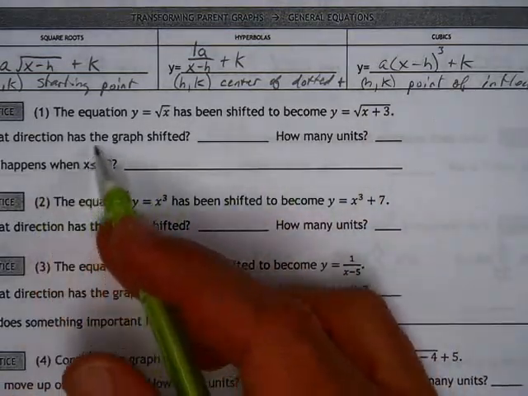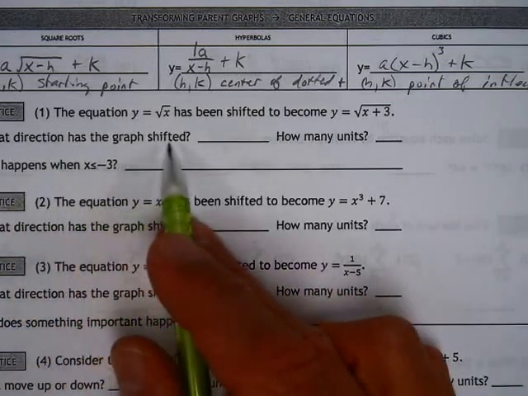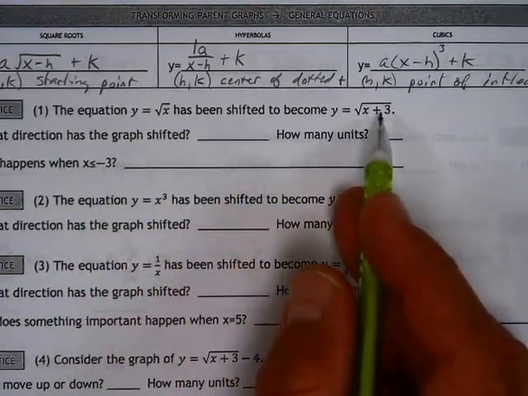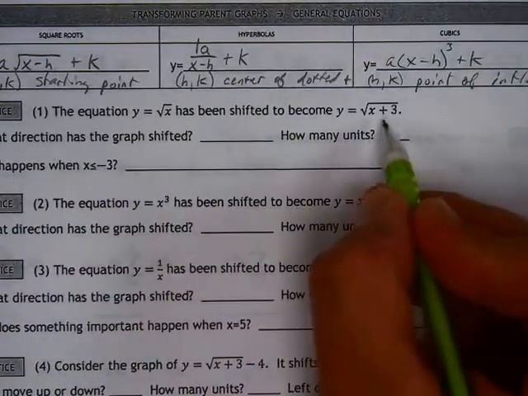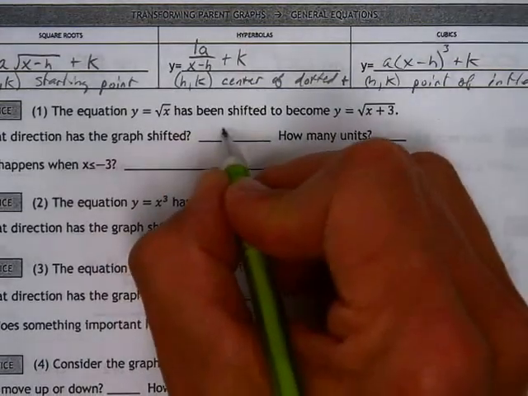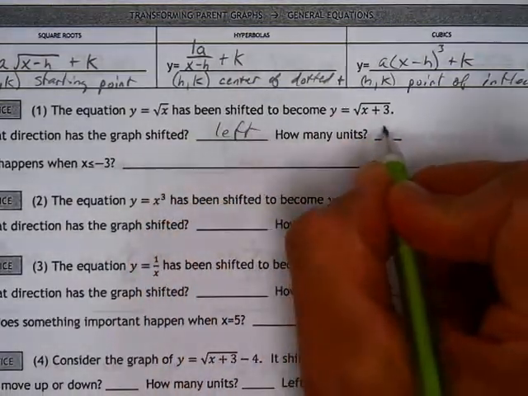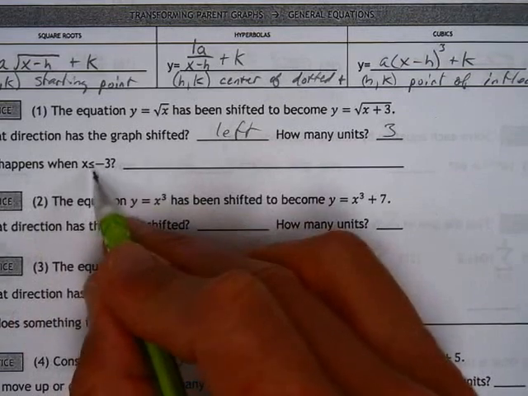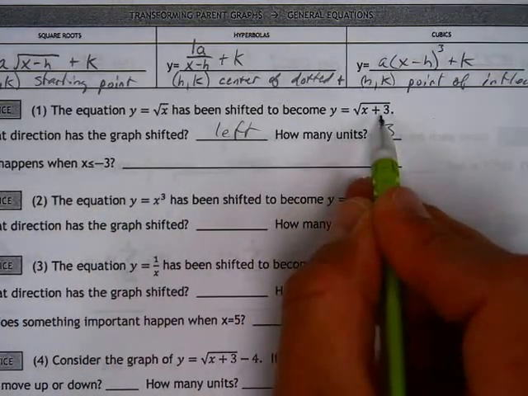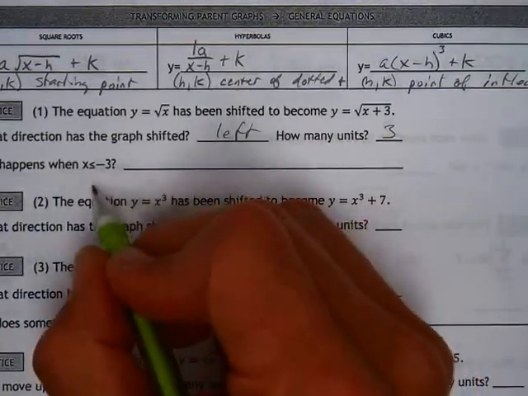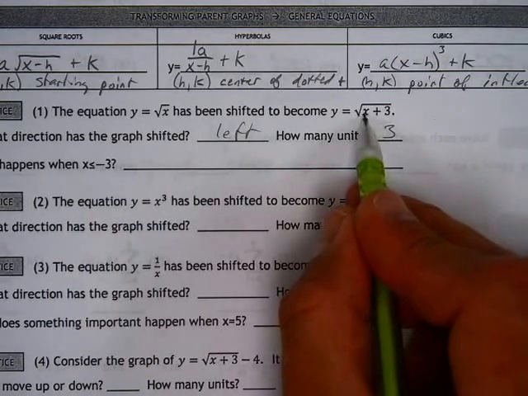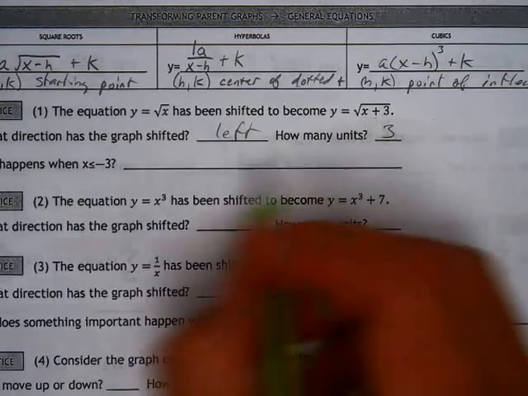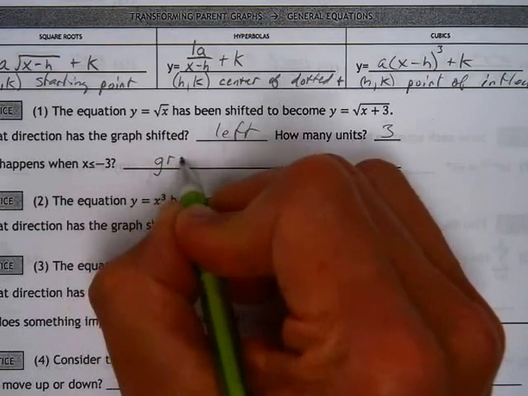And when it comes to this, what direction has the graph been shifted here? The +3 refers to the opposite direction. It's been left 3 units. And when it says what happens when x is less than or equal to -3, well, at least less than -3. If x were -4, we'd end up with the square root of a negative, and basically the graph stops.